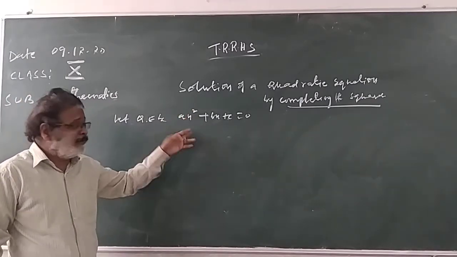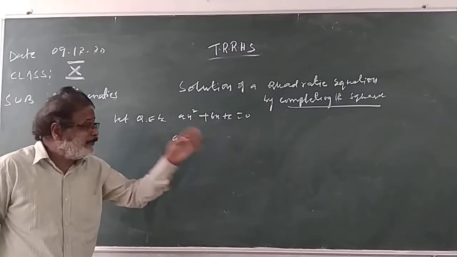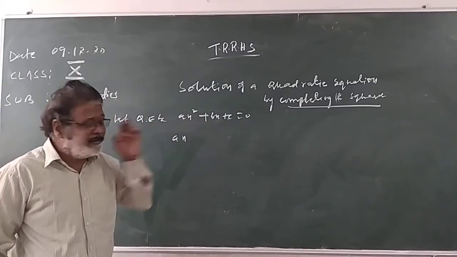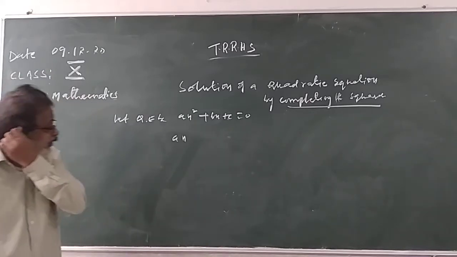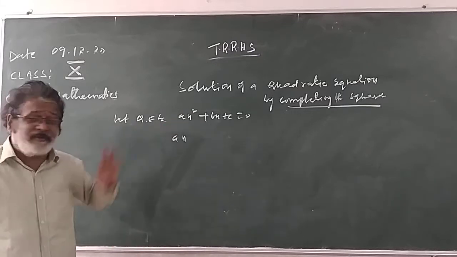What is the perfect square? Is ax square the perfect square? No. x square is the perfect square. But a is a real number; a, b, c are real numbers. a is the coefficient of x square, b is the coefficient of x, c is the constant. If the quadratic equation is ax square plus bx plus c, you make it a perfect square. x square is the perfect square.